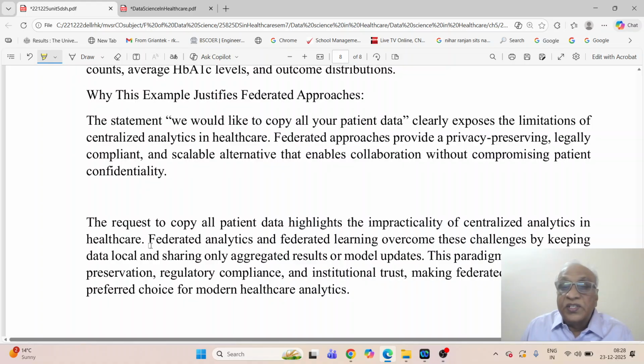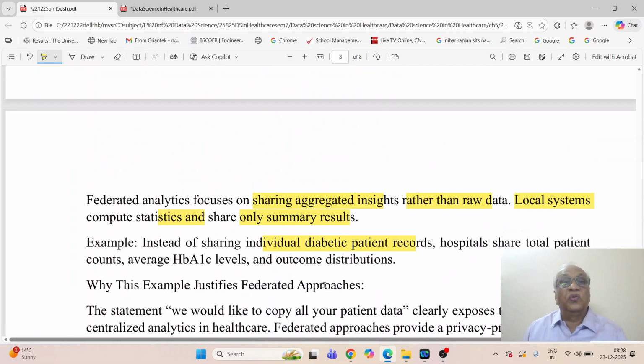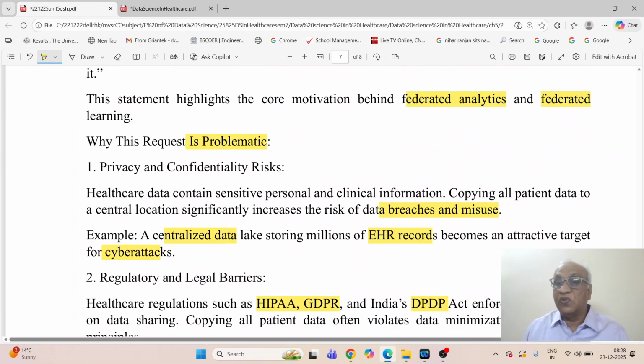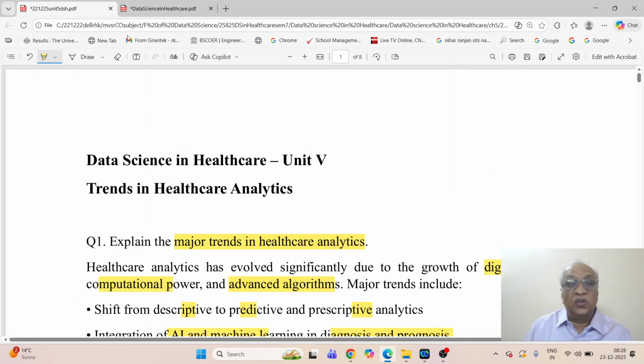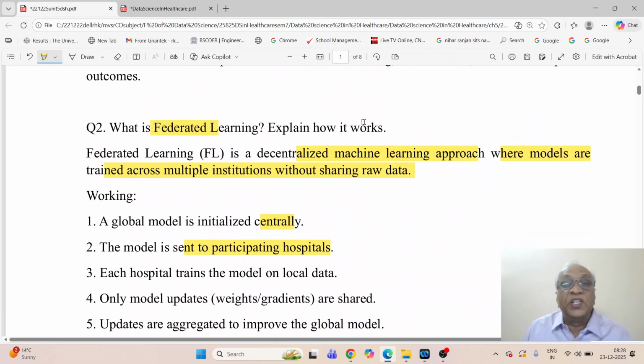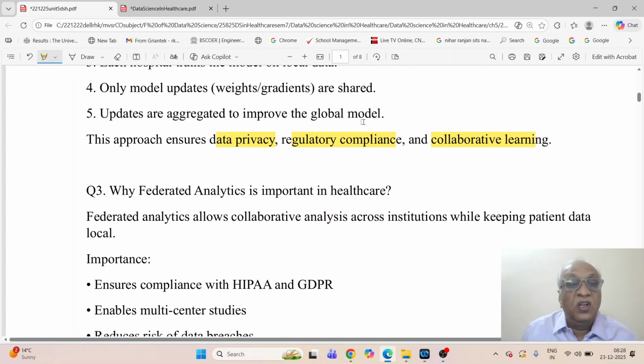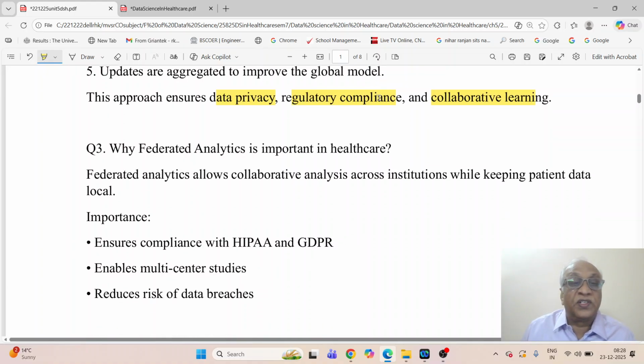So this is it. This federated analytics and federated learning paradigm will be ensuring privacy preservation, regulatory compliance, institutional trust, making federated approaches the preferred choice for modern healthcare. So that's why we had come to this example to connect with this point. Which point? What is federated learning? How it works? What is federated analytics and what is its significance?